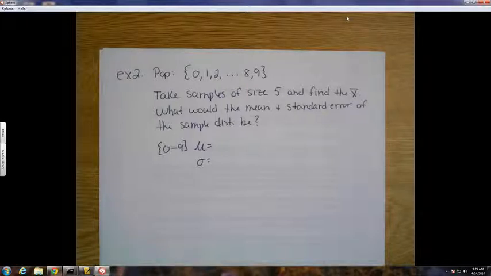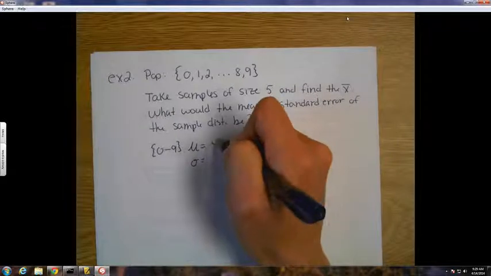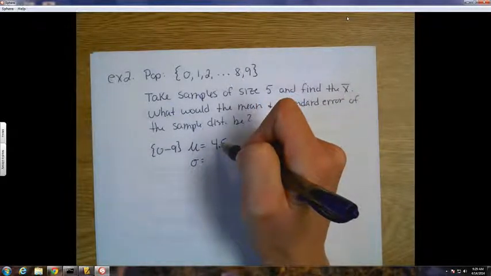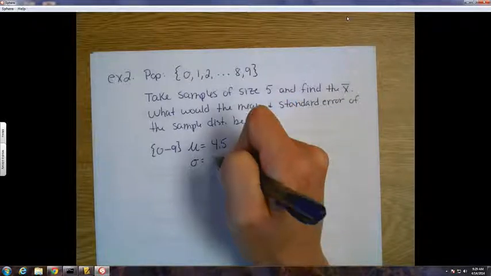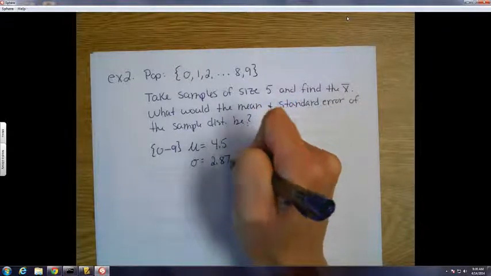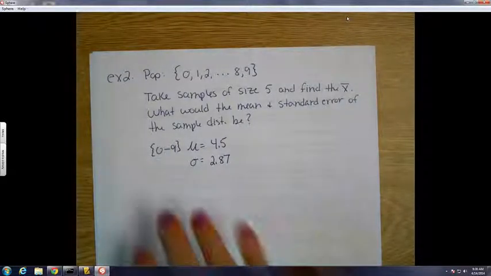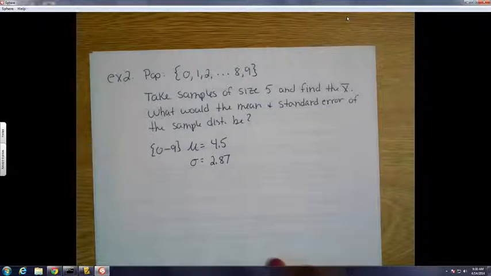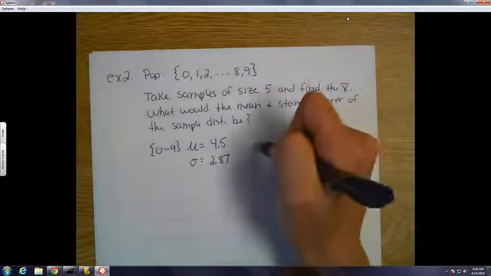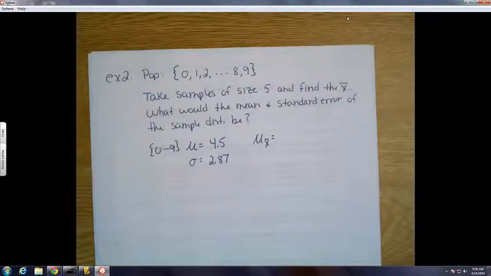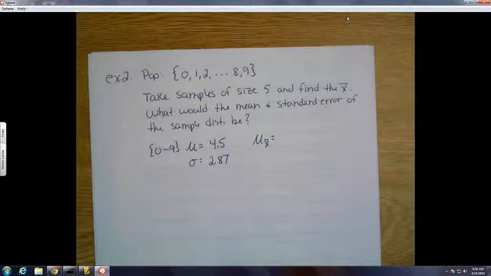Anybody match mine before I write them down? Yeah, 4.5 is the mean. Standard deviation, which one? 3.03 or 2.87? 2.87, because that was a population. So now, if I had made the big table, which would take us pages of paper to do, I want the mean of my sampling distribution. What's it going to come out to be? 4.5, exactly the same. The means don't change.